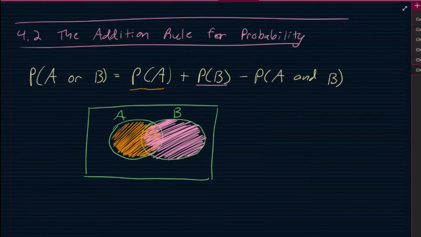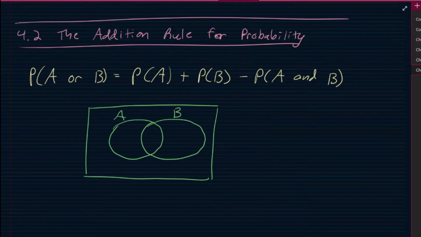When the events are what's called not mutually exclusive, when they are mutually exclusive, then the intersection will basically be 0, but the formula still works. So you don't need to memorize like 2 different formulas. You could just use this one. So let's look at some examples.